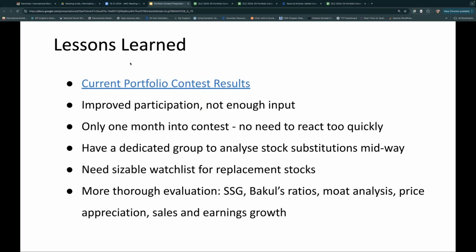So the lessons learned is we'd like to have improved participation. Unless you just want everybody to do their own individual participation, we can do that. But if we want to participate as a club, we should have more. It should be handled like a stock study, so you should go to all 4 meetings.